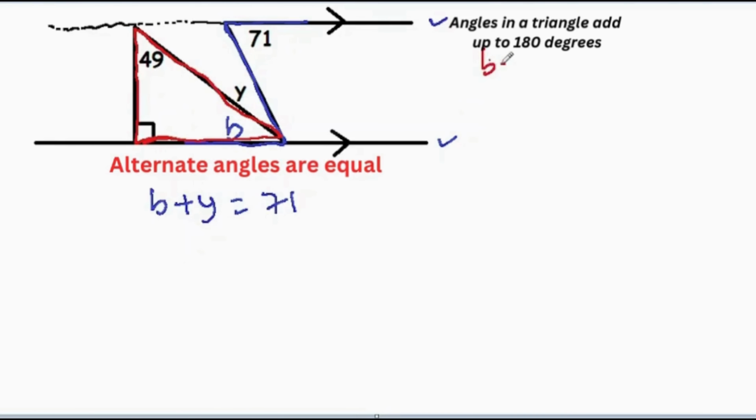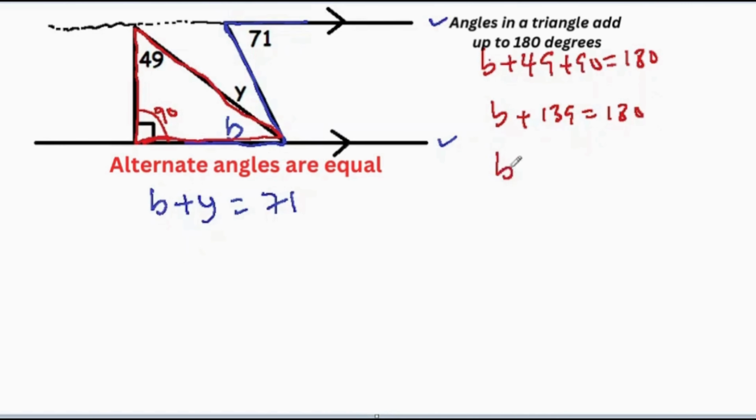So that's B plus 49 plus 90. This is 90 degrees. Alright. So B plus 49 plus 90 is equal to 180. So B plus 139 is equal to 180 degrees. So what's B now? So subtract 139 from both sides. We have 180 minus 139, and B is going to give us what? 41 degrees.